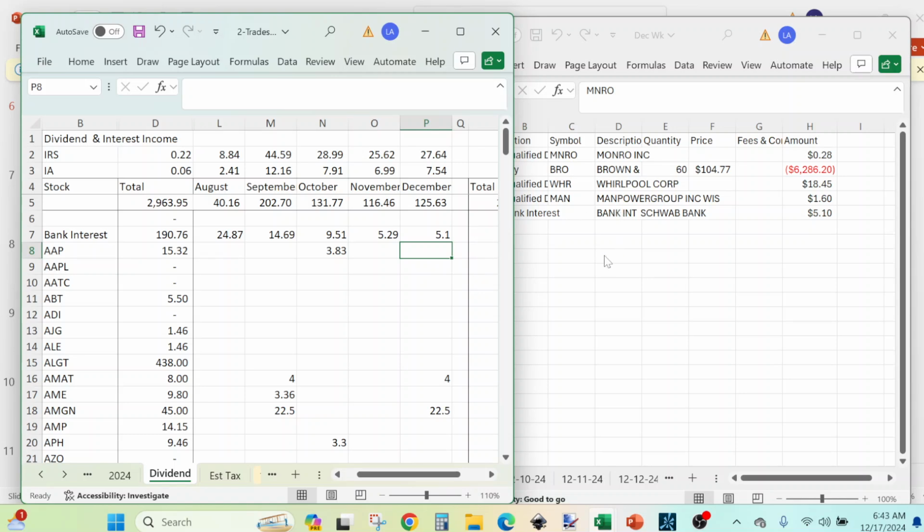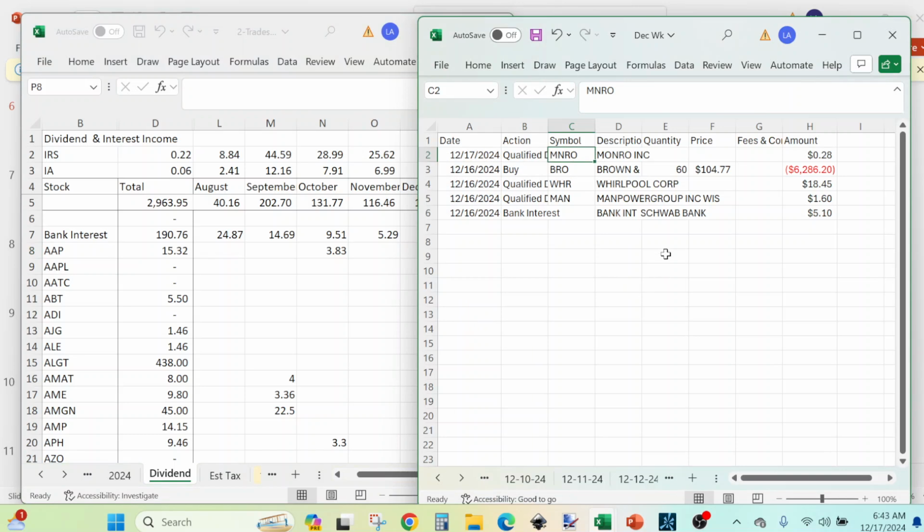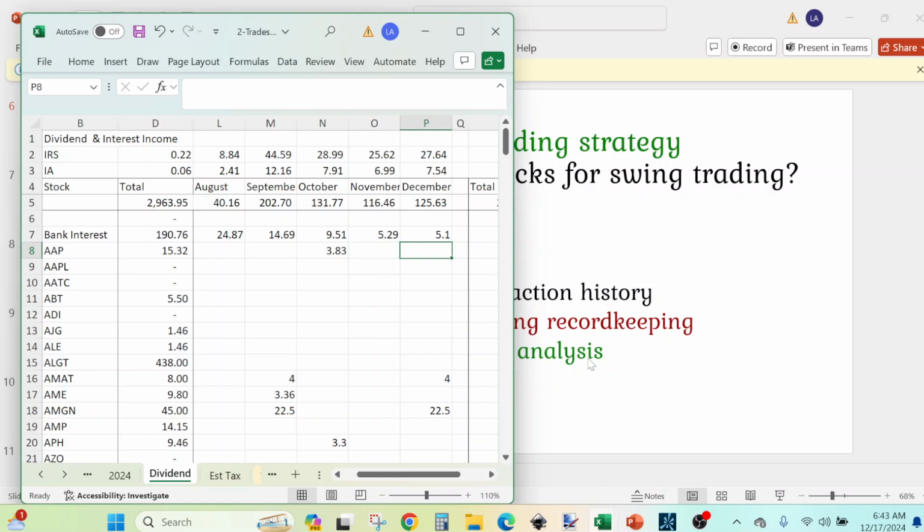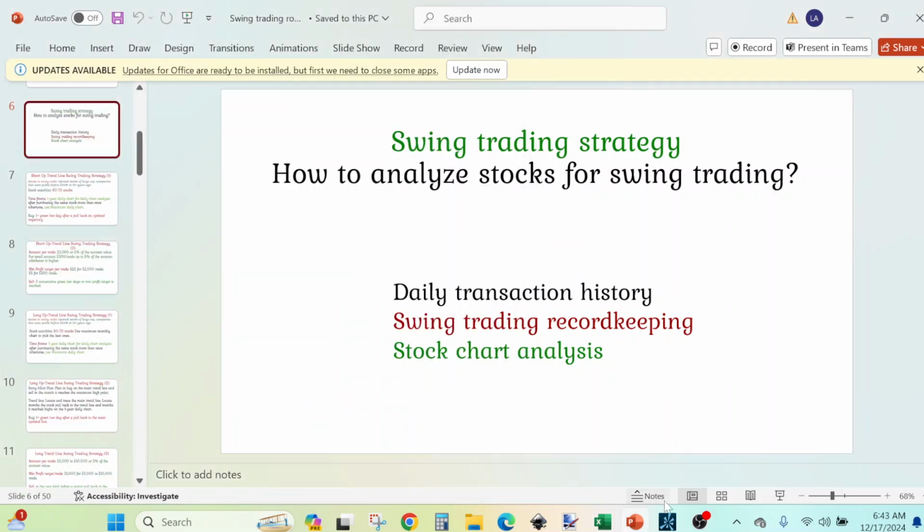Okay, so now that we have our bookkeeping done, and again, it's important to do your bookkeeping when you swing trade so that you can continue to analyze on a regular basis the impact of your swing trading strategy on the result you are getting. So, let's save this one as well. Now the next step will be to do chart analysis.